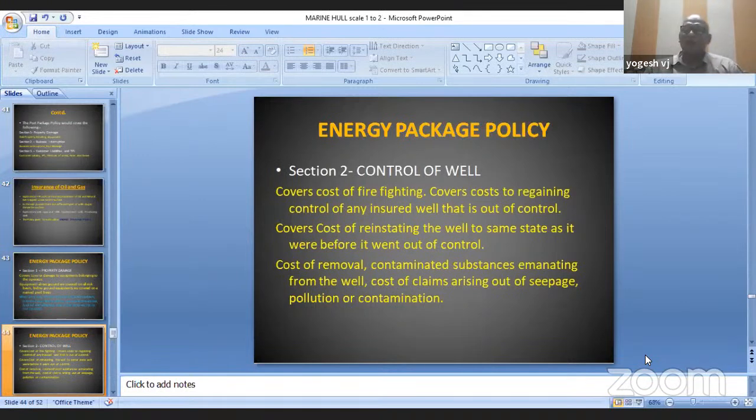Got it? It covers the cost of regaining control of any insured well that is out of control. It covers the cost of reinstating the well to the same state as it was before it went out of control. That is indemnification. Cost of removal of contaminated substances emanating from the well. Cost of claims arising out of seepage, pollution or contamination. Now, can you imagine what kind of a policy this is? It's an extremely dangerous policy. Whatever policy covers pollution and contamination is a dangerous policy.